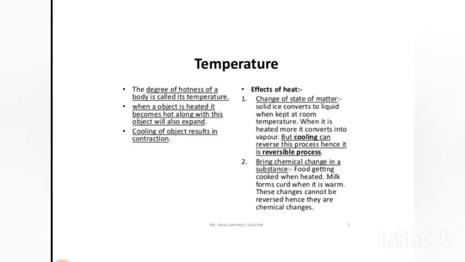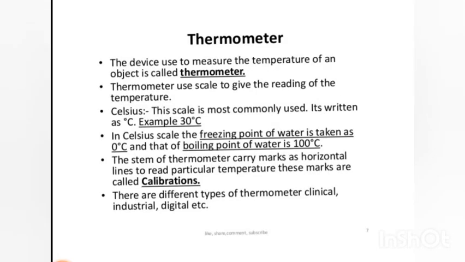Now, how can we measure how hot or how cold something is? Temperature tells us the degree of hotness and coldness of our body. Whenever we heat any object it expands, and when we cool it, its size decreases, which means it contracts. A device used to measure temperature is the thermometer.